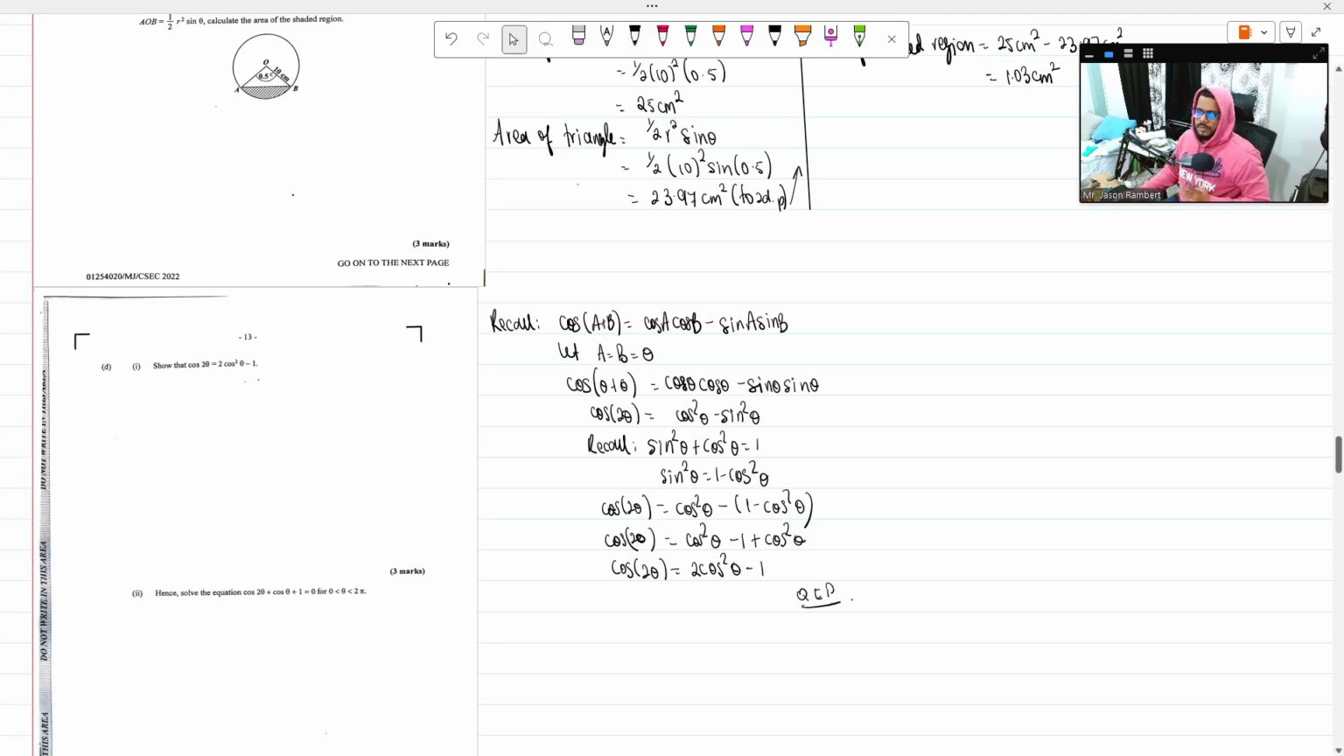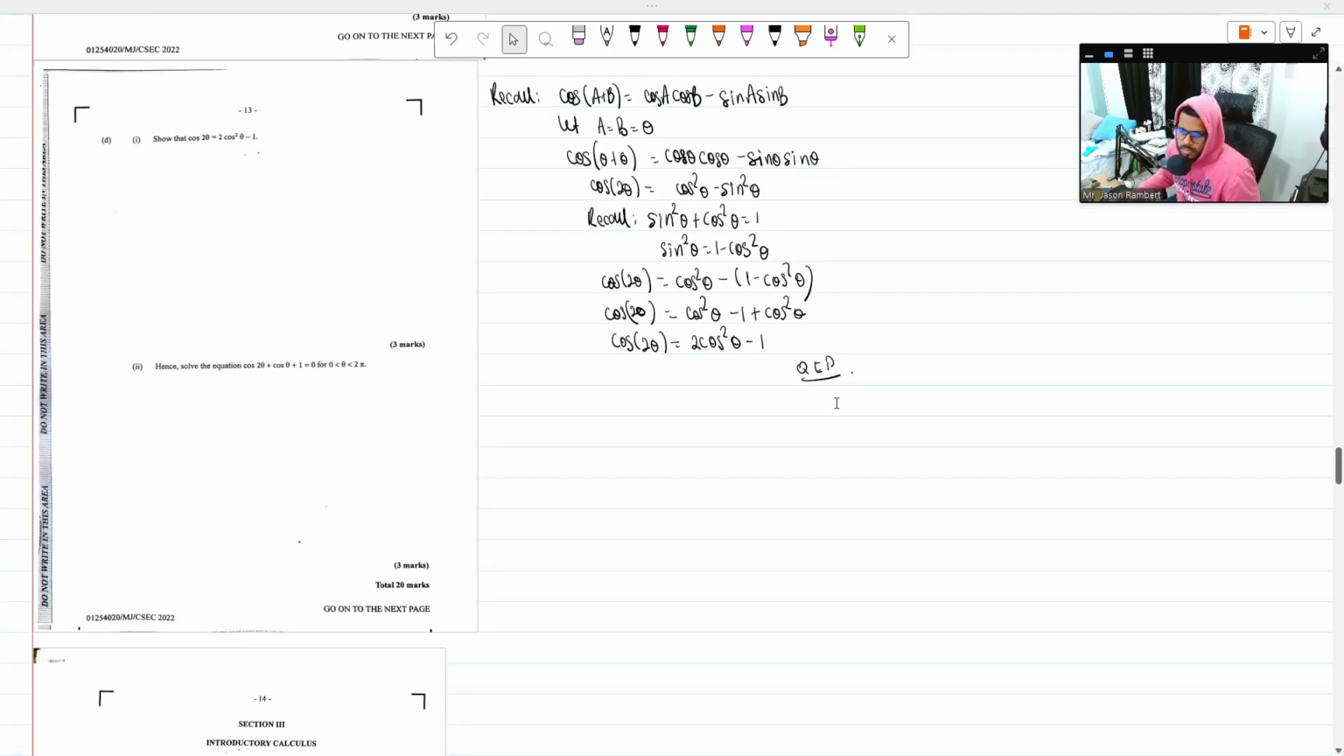Now, I don't know if the question wants us to use the compound angle formula or not, because an identity that we're supposed to know is cos 2 theta is cos squared theta minus sine squared theta, but just dot your t's and cross your i's, we should be good to go.